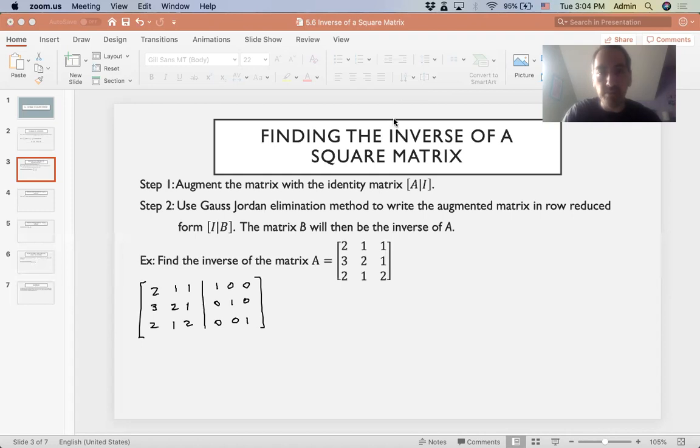All right, so on here, we want this first entry to become a 1. And we can do that by multiplying the first row by 1/2. So 1/2 times row 1 is 1, 1/2, 1/2, 1/2, 0, 0.